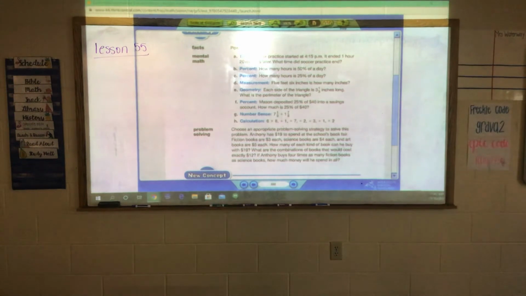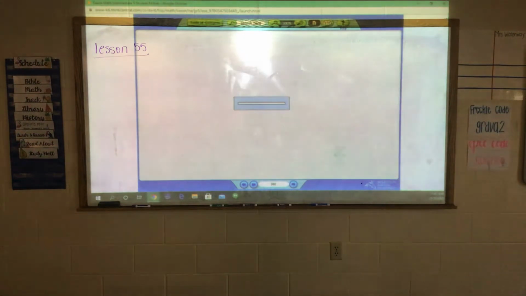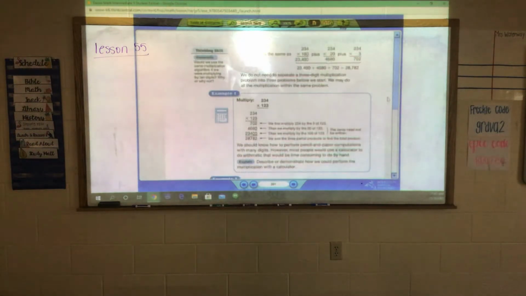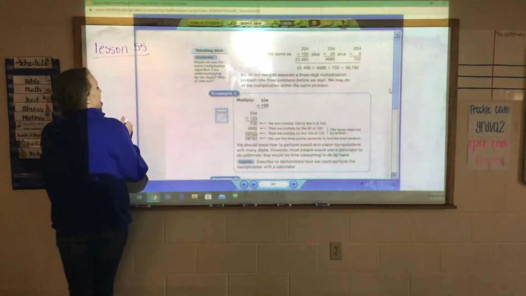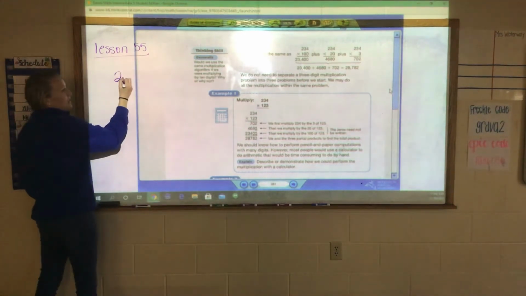We are multiplying, and now we are going to start multiplying by 3-digit numbers, okay? 3-digit numbers. So we have to think about our place value, okay? So whatever place value we're multiplying by, that's how many zeros it needs to have. So let's do this one together. So write this down in your notebook.